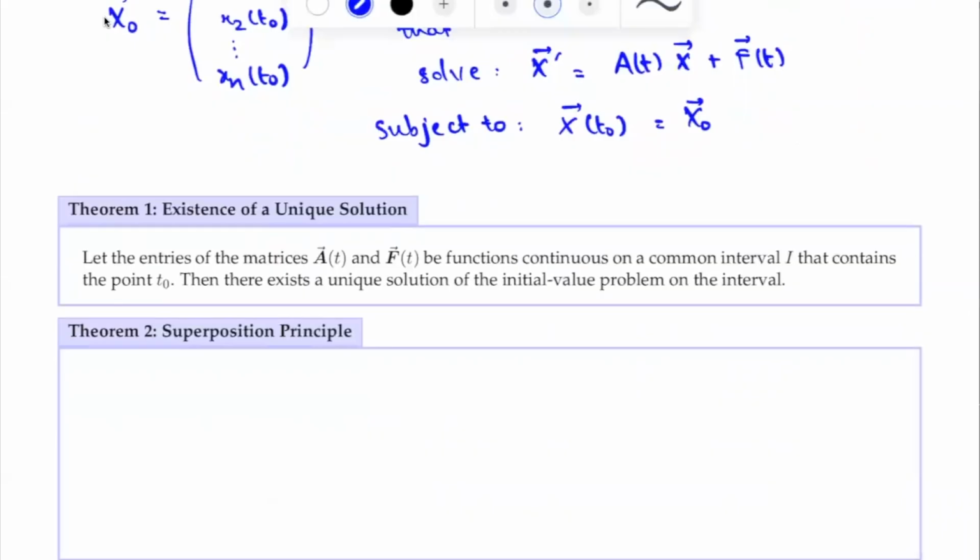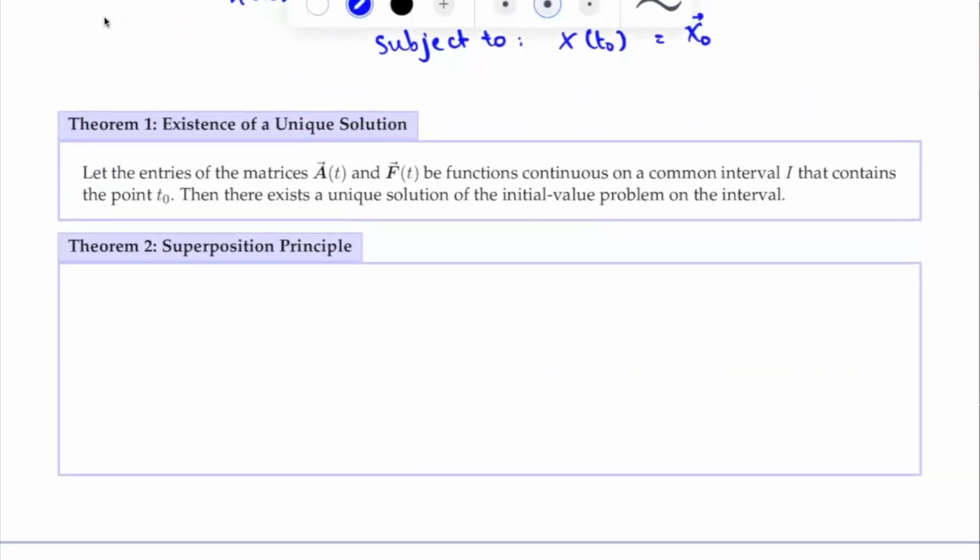So next, the existence of a unique solution. Let the entries of the matrices A and F be functions continuous on a common interval I that contains the point t sub 0. That means you need to have the initial point, the initial conditions. Then there exists a unique solution to the initial value problem on that interval. So this theorem just says that when you find the solution to the initial value problem, the solution exists and the solution you found is unique. There's nothing crazy there.